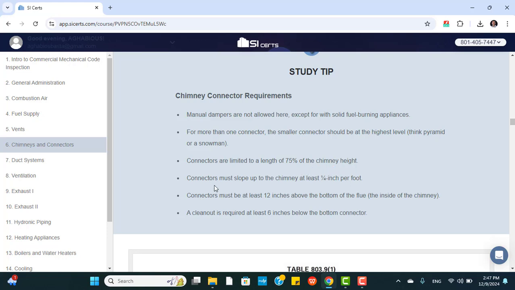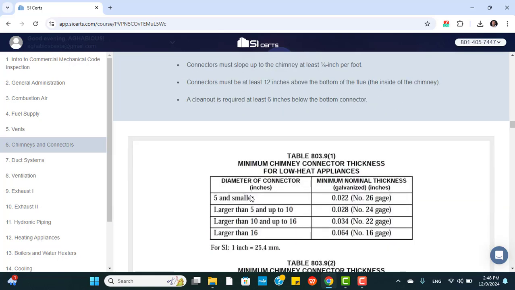Connectors are limited to a length of 75% of the chimney height. Connectors must slope up to the chimney at least a quarter inch per foot. The connector must be at least 12 inches above the bottom of the flue, the inside of the chimney. A cleanout is required at least 6 inches below the bottom connector.